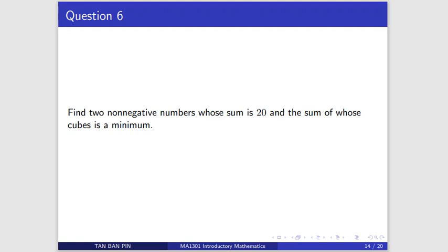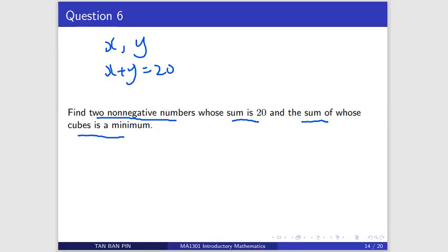In this question, we are asked to find two non-negative numbers whose sum is 20 and sum of whose cube is minimum. So we can look at x and y as the two numbers. What you want is the sum to be 20.